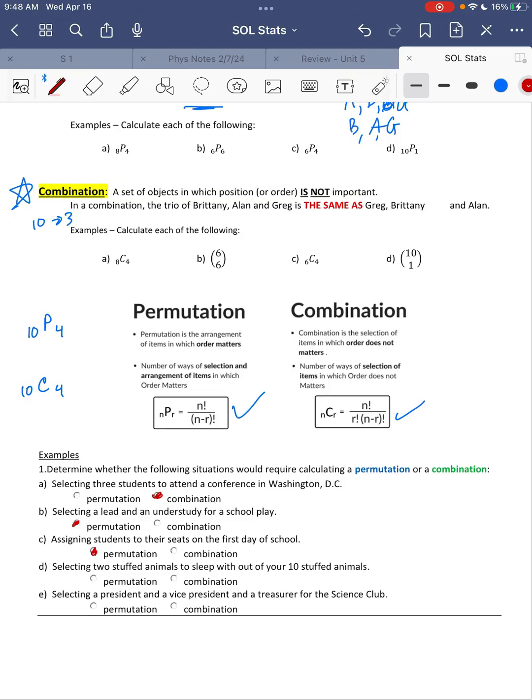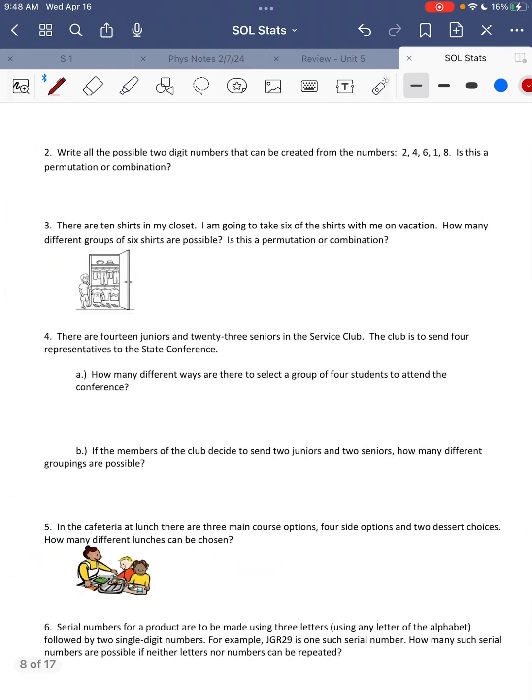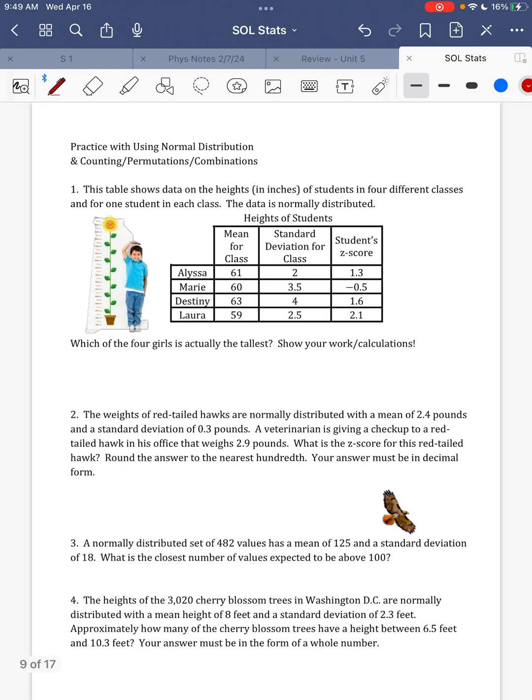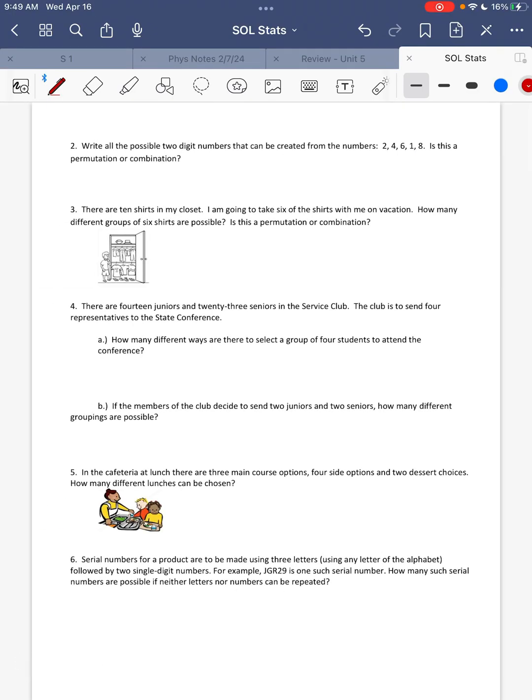Selecting 2 stuffed animals to sleep with out of your 10. Well, you didn't say that one stuffed animal is going to sleep on the left side of me and one on the right. These 2 stuffed animals are both going to be doing the same job. That's a combination. President and vice president, those are 2 different jobs, a permutation. Okay, we're just going to do a few of these and then we're going to go to the examples on the SOL sheet.